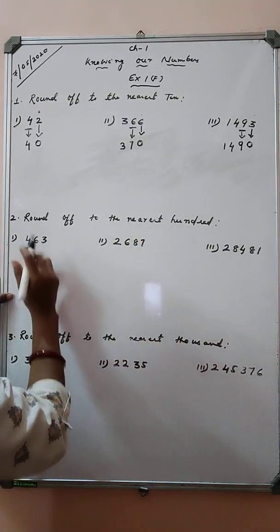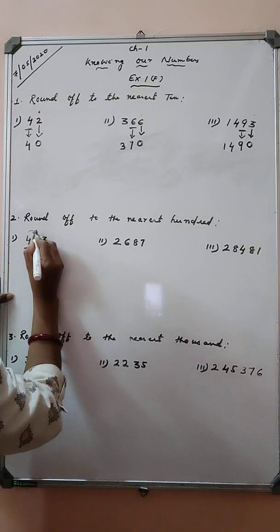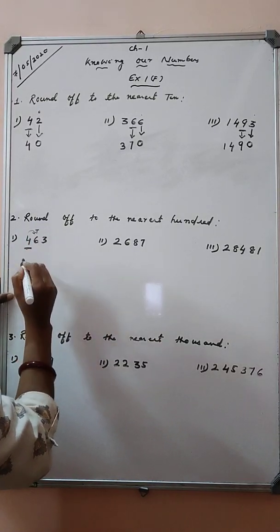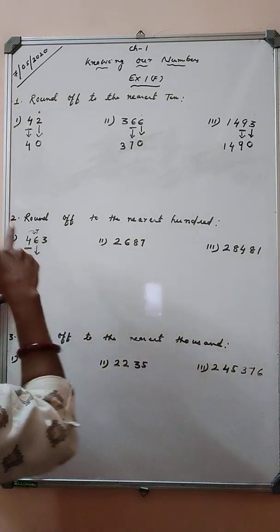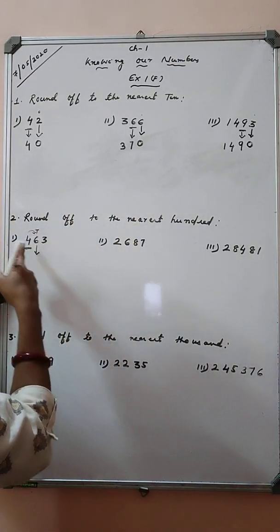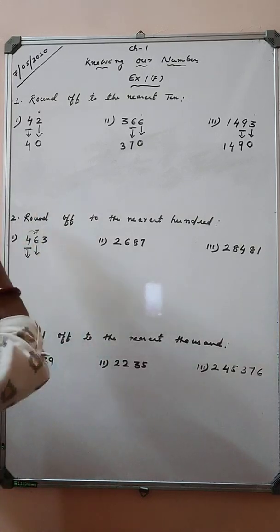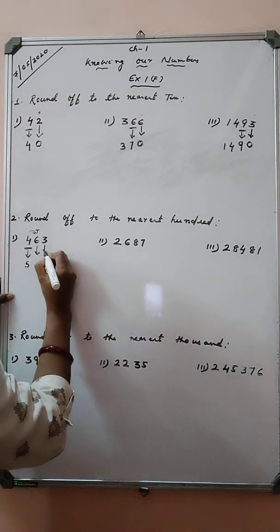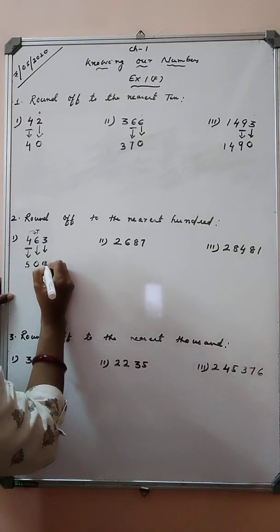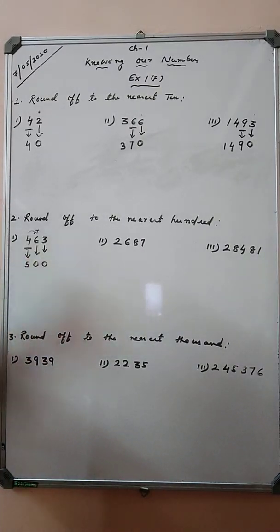That means according to the rule, we have to see now the digit at tens place for rounding up. So the digit at tens place is more than 5. So we have to round this number up. So 4, if we add 1, it will become 5. And this 2 number will be replaced by 0. So 463 got rounded to 500.